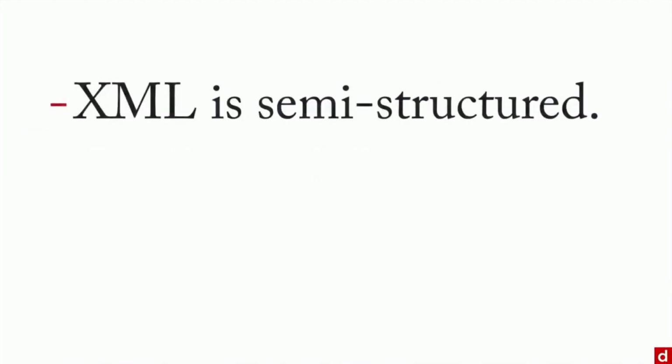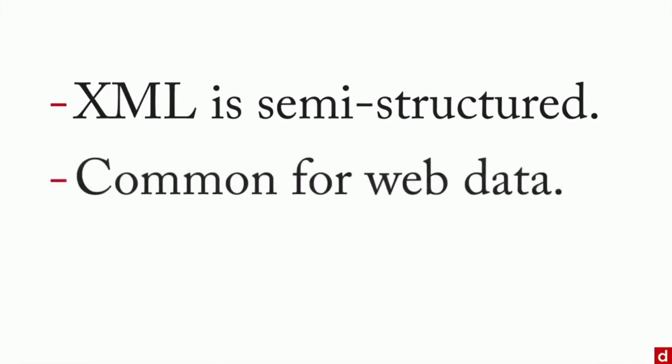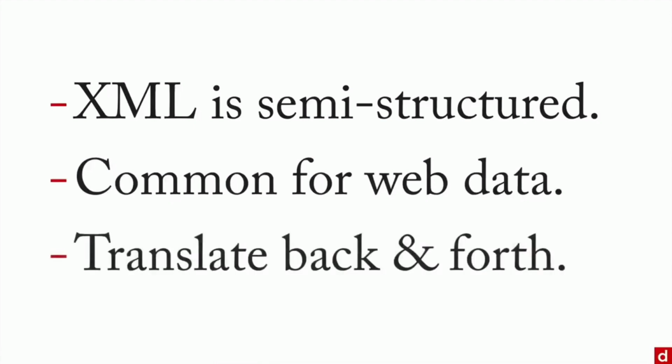So, in sum, here's what we can say. Number one, XML is semi-structured data. What that means is it has tags to tell the computer what the piece of information is, but you can make the tags whatever you want them to be. And XML is very common for web data, and it's really easy to translate the formats XML, HTML, CSV, and so on and so forth back and forth, which gives you a lot of flexibility in manipulating data so you can get it into the format you need for your own analysis.